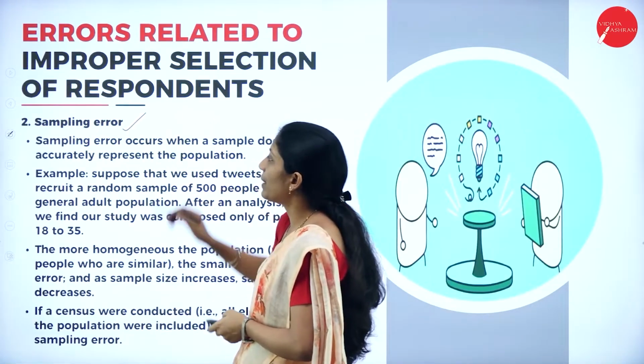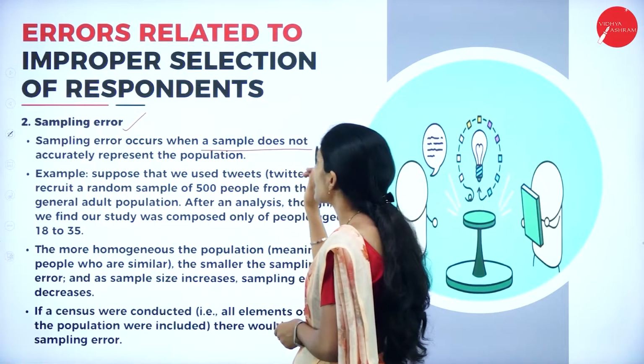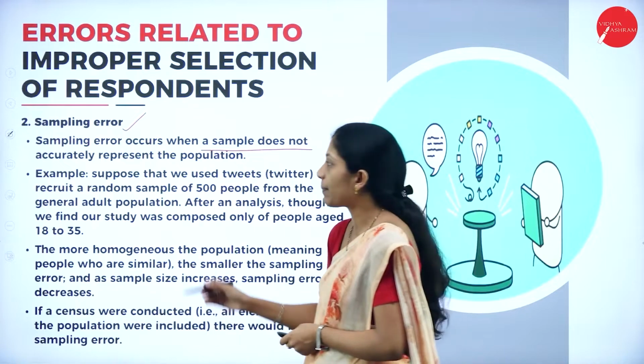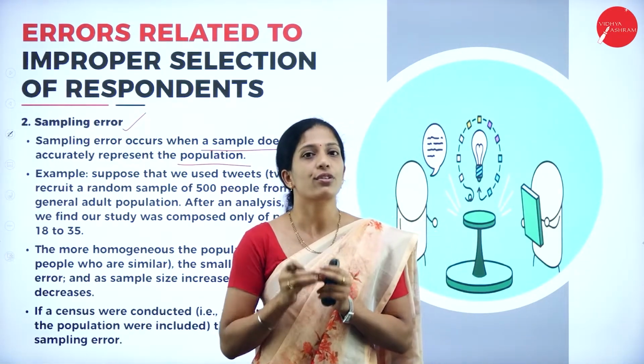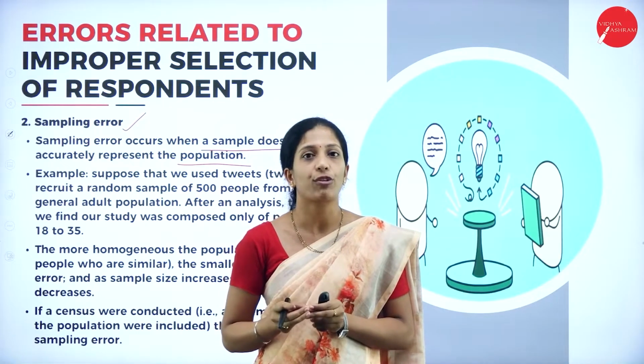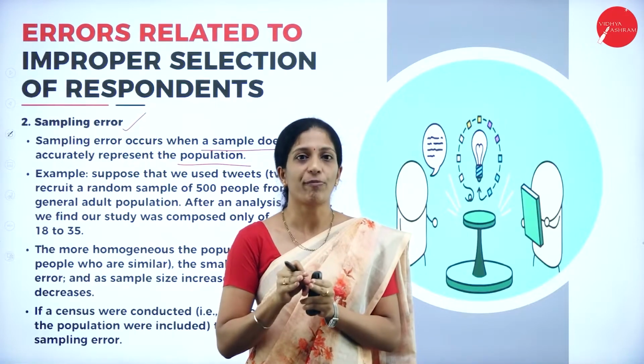Next one is sampling error. Now, what do you mean by sampling error? It occurs when the sample does not accurately represent the population. Here, sample means what? They are going to collect the information from a similar type of people or a similar group of people.